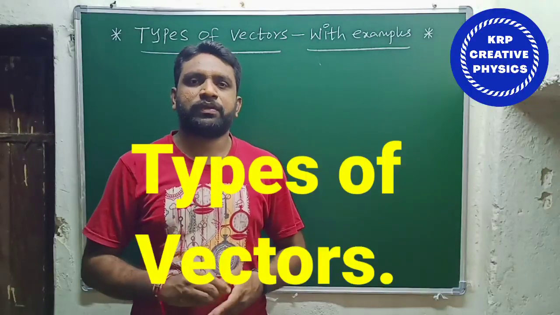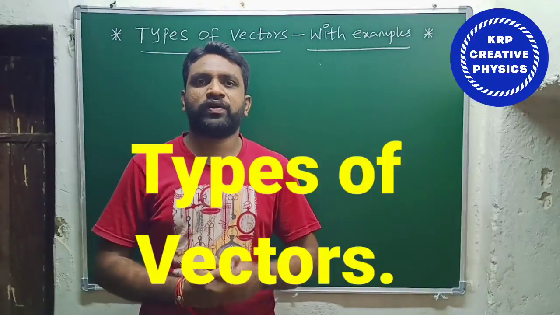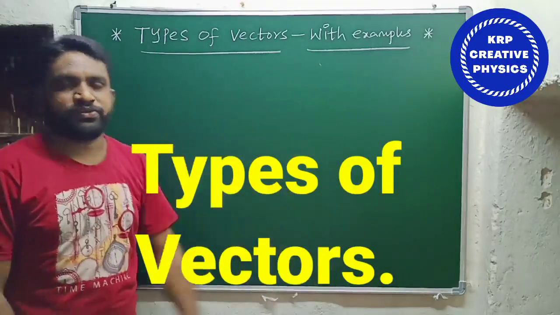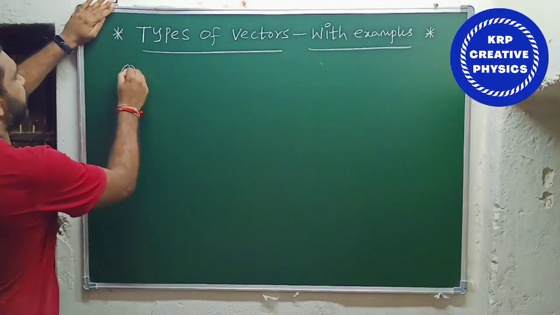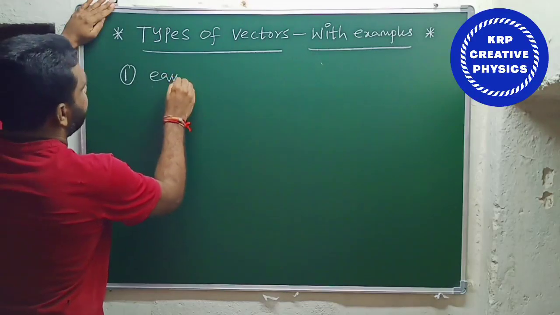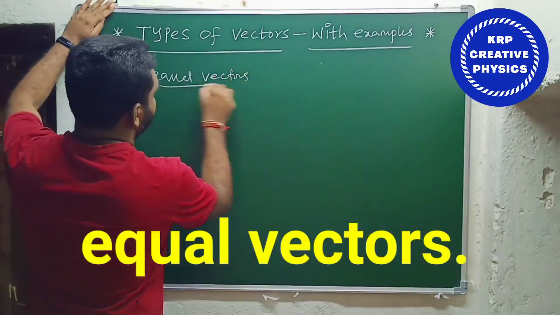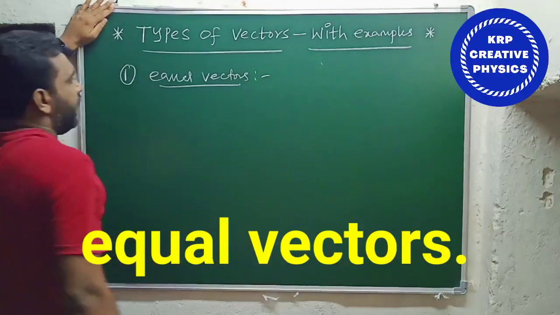Okay friends, after the representation of vectors, now we are going to learn one very important topic, that is types of vectors with examples. First we will consider equal vectors. It is very easy, that's why I am choosing this. Equal vectors. So what is meant by equal vectors?